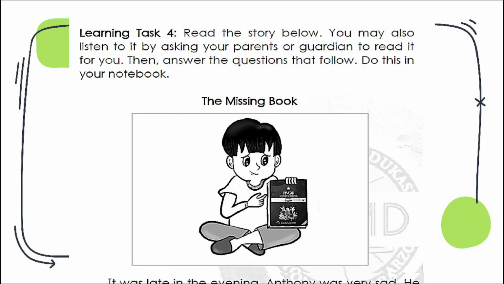For our learning task 4, let us read the story below. You may also listen to it by asking your parents or guardian to read it for you. Then, answer the questions that follow. Do this in your notebook. The story is about the missing book.